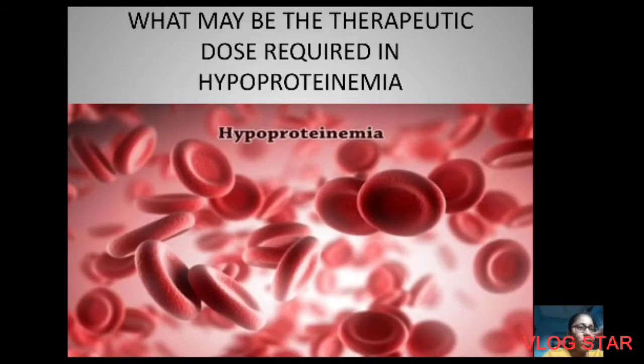So next, what may be the therapeutic dose required in hypoproteinemia? This is similar to pediatrics. Hypoproteinemia indicates less protein in the blood. So when there is less protein in the blood, again the unbound drug will be more, and so the therapeutic dose must be less, not high. So the therapeutic dose required in hypoproteinemia should be less.